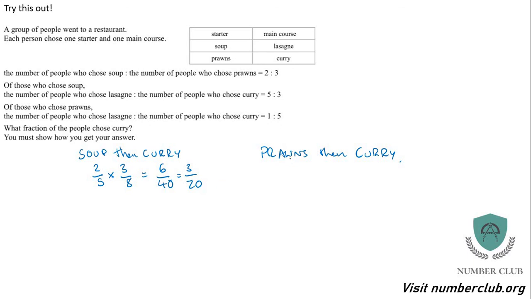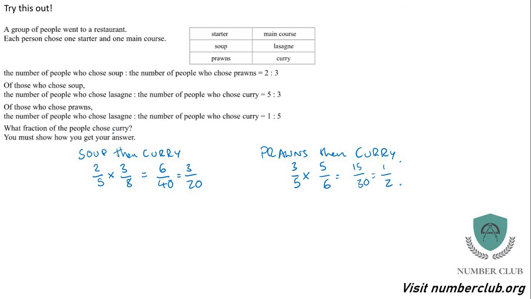The probability that somebody chose prawns, which is 3/5, and then curry, well, the probability after somebody chose prawns that they then chose curry was 5 out of 6. And so we'll end up with 15 over 30, which is 1/2. So actually half the restaurant chose prawns and then curry.